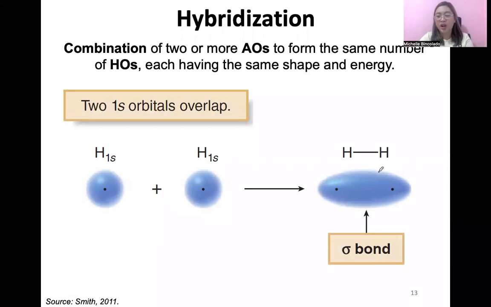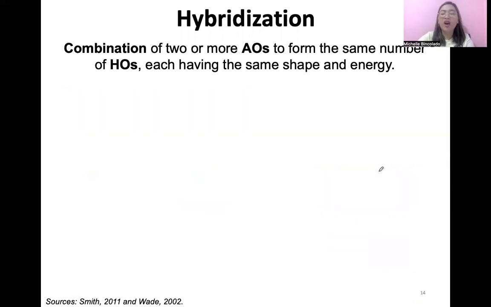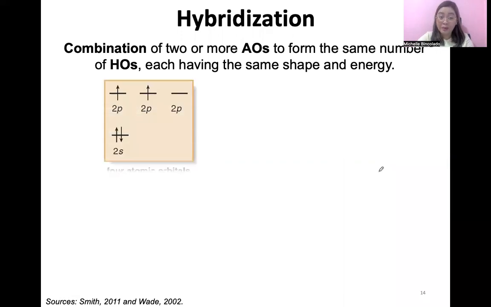So guys, just recall, the bond which is the result of the head-on overlapping of the atomic orbitals, we call it a sigma bond. Right? Our sigma bond is symmetrical, cylindrically symmetrical. Okay, so that's what we call a sigma bond. Now, let's apply this to organic compounds.